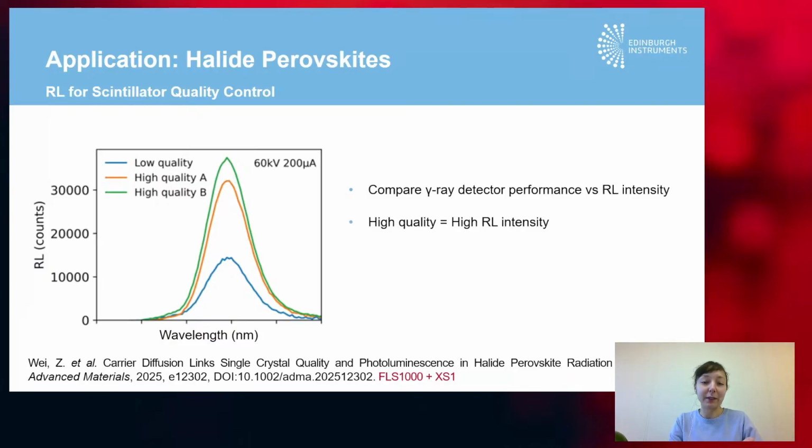And they compared the gamma ray detector performance against the RL intensity. And they found that it correlated pretty well, that high quality crystals gave high RL intensity. So it's potentially a method for screening these materials for scintillator applications very quickly without going into gamma rays.